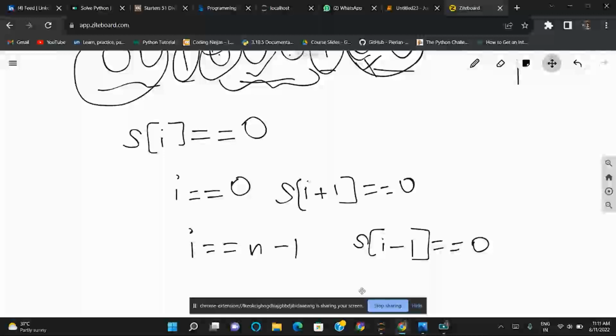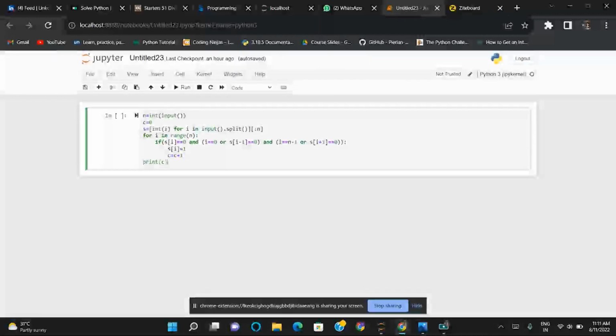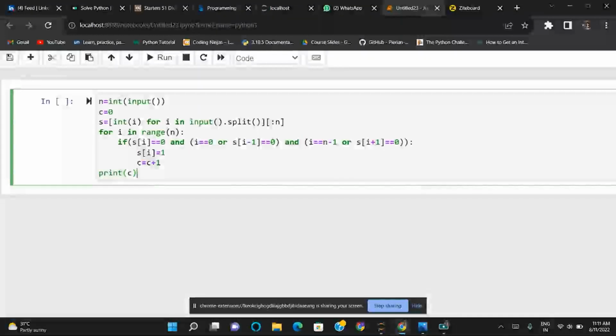So let us go to the program. Here, first just take the number of chairs as input. Next, take a variable c which you'll assign 0 first, so that you can increment the value afterwards. And then s is nothing but we're creating a list. You can also call it an array. In this list you're going to give the availability of chairs.